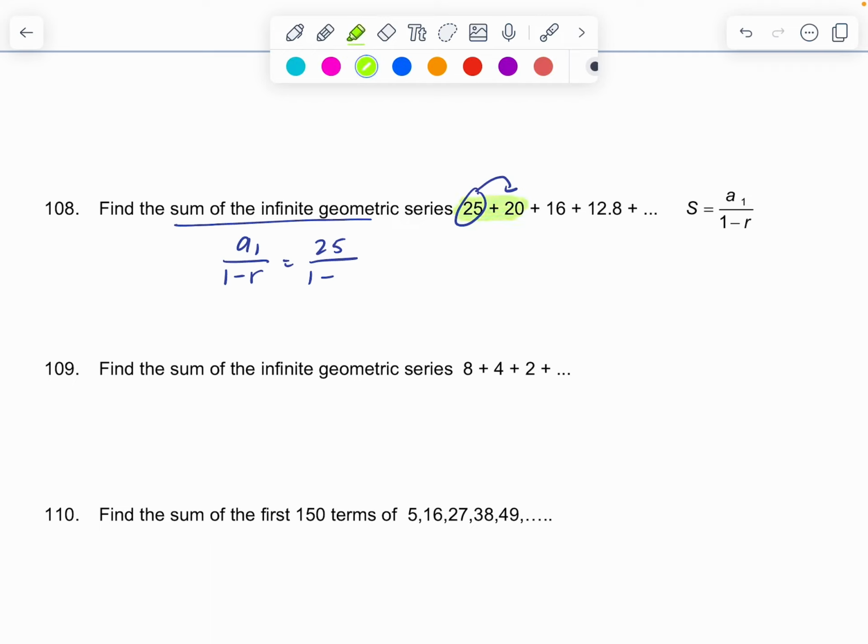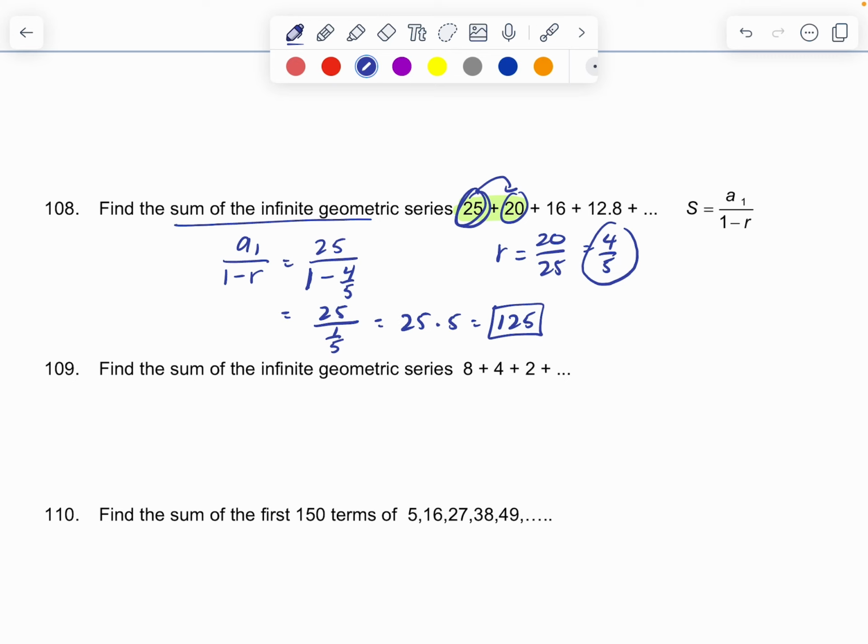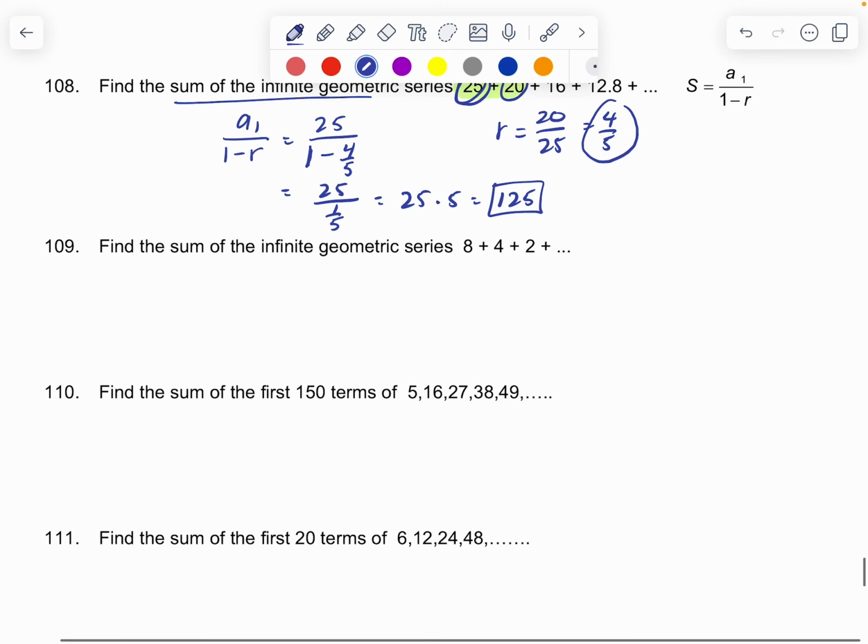But remember the little trick I showed you? If you look at any two terms next to each other, the common ratio is going to be the term on the right divided by the term on the left. So that reduces to 4 over 5. So that should be your common ratio. So let's plug that in. And if we could do this without a calculator, 1 whole minus 4/5 is just 1/5. But dividing by 1/5 is the same as multiplying by 5. So this should be 125. Okay, same idea for number 109.